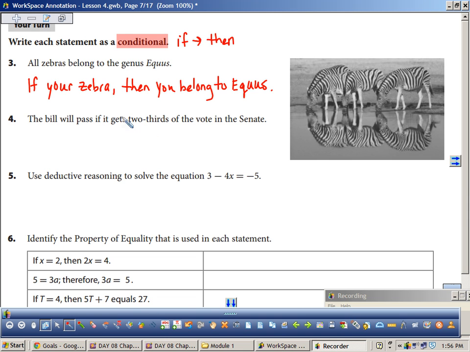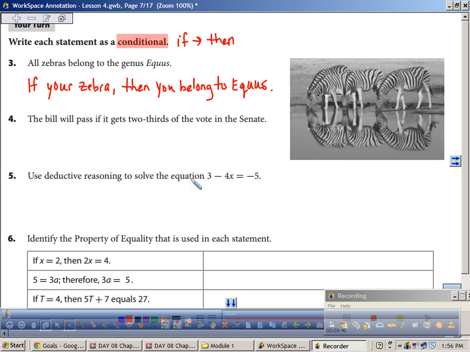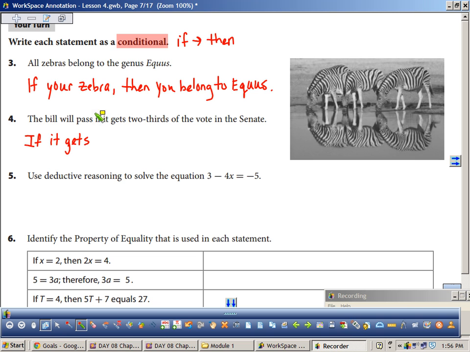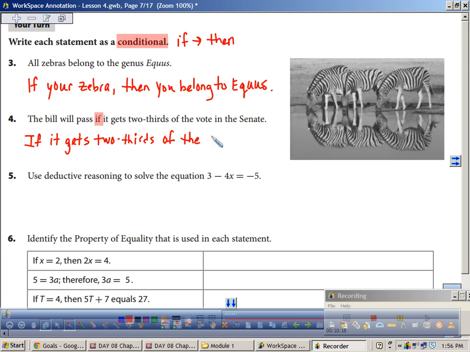All right, so the bill will pass if it gets 2/3 of the vote. Sometimes you get lucky in these, and the if or the then is already in the sentence. You just got to rearrange it. What do you think? If it gets two-thirds of the vote, so we had it right here, right? If it gets two-thirds of the vote, then the bill will pass.